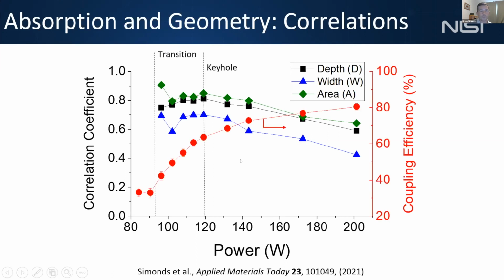You can also overlay this data with the coupling efficiency. So the coupling efficiency is this fairly well-known step function behavior with power, where you transition from a conduction mode, fairly low absorption scenario, and then quickly transition to a keyhole scenario where you're absorbing more and more of the incoming light. And you can see how these correlations shift as a function of which regime you're in.